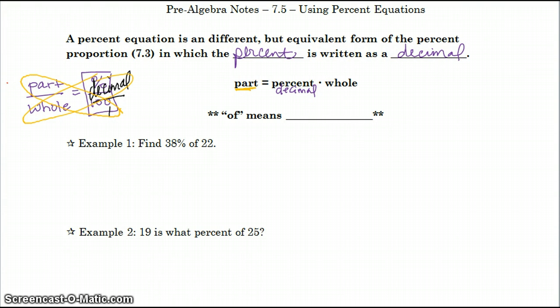We also said yesterday you could think of it as is over of. So when you cross multiply, the decimal is getting multiplied times of. So when you hear of, you know that means we're going to multiply when we're talking about percent equations.